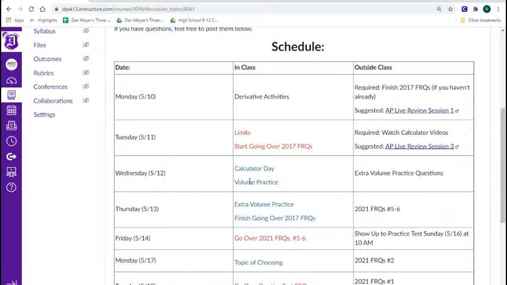And then one of the things we're going to do is work through some volume FRQs, which should also give you practice on the calculator, because a lot of those are calculator questions.